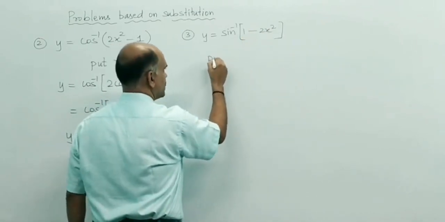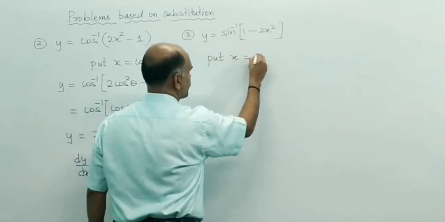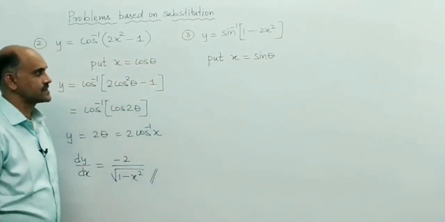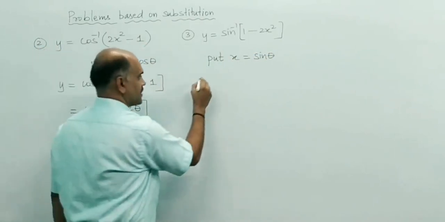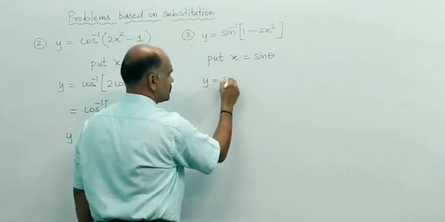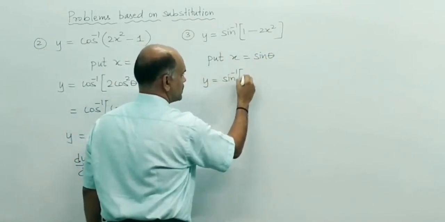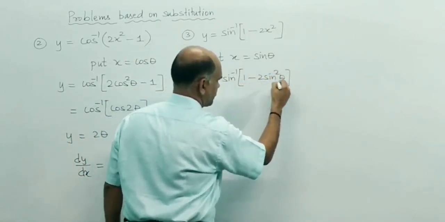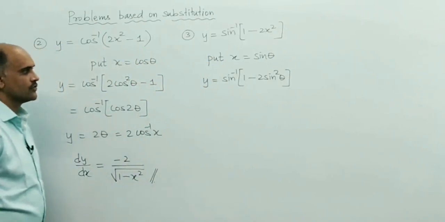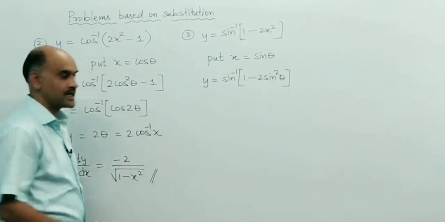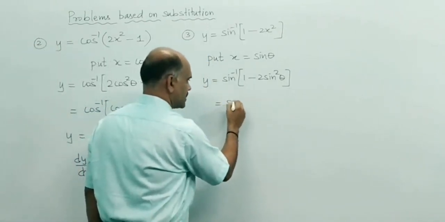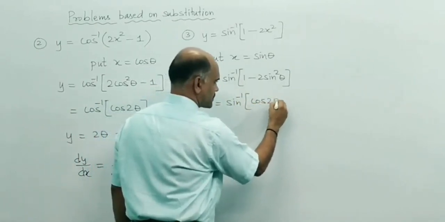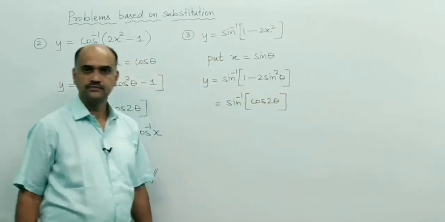So put x is equal to sin theta. So you will have y is equal to sin inverse of (1 minus 2 sin square theta). 1 minus 2 sin square theta is cos 2 theta. So sin inverse of cos 2 theta.